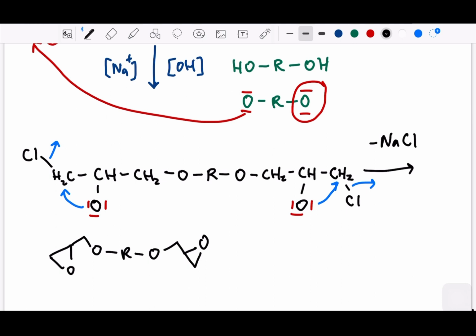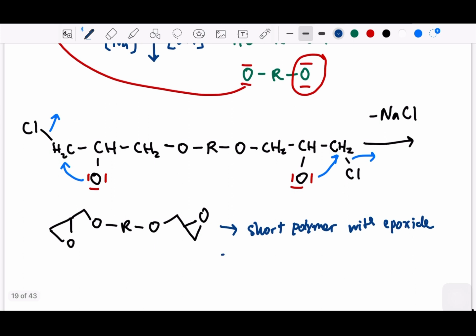So the idea is that we need to make sure that only one side is actively polymerized. So let me write here: this is a short polymer with epoxide. And because it's a short polymer, we say that this is not wanted.